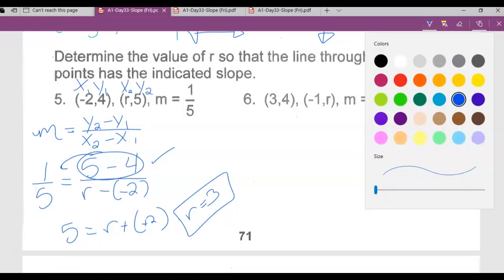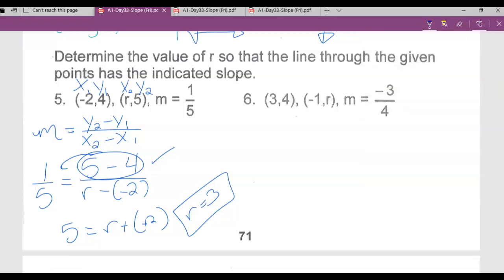Let's go ahead and move on now to number 6. Same exact thing, label everything again: x1, y1, x2, y2, and then there's our slope. Then write the slope formula. Slope m equals y2 minus y1 over x2 minus x1.